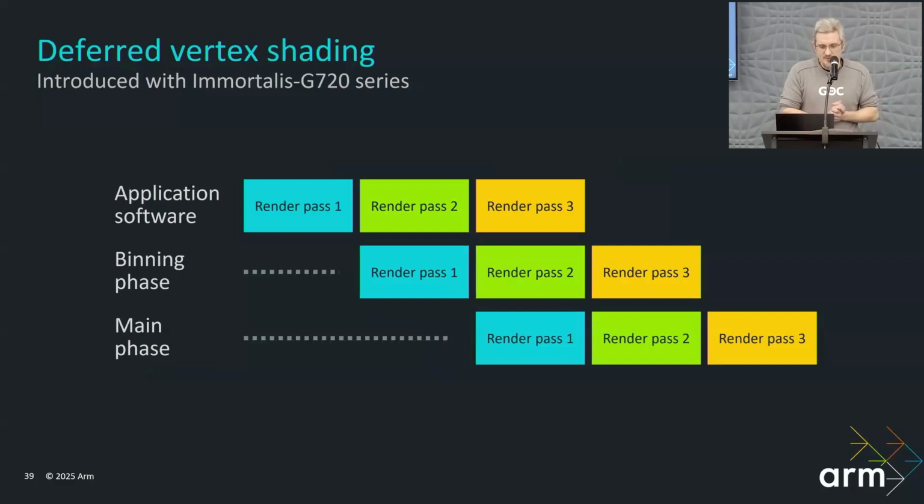From a terminology point of view, we've now introduced this kind of binning phase and main phase terminology as the two halves of the render pass, just because the old geometry phase and fragment phase naming didn't quite work. So if you use our tools, just be aware the naming has shifted a little bit. But the concept's still there. Hopefully the binning phase is smaller, but the main phase is bigger because it's doing more work. But the concept's the same. We're still trying to overlap render passes to get the phases running in parallel.